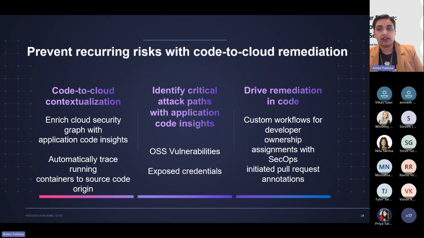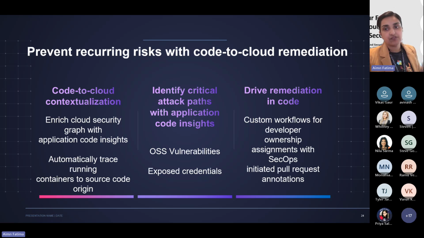So next, we identify critical attack paths that we've already talked about a little bit with code insights. Now, this involves detecting vulnerabilities in any open source software components that you're using and exposed credentials within the code. Now, by understanding these weaknesses in your application layer, we can better anticipate any potential attack vectors and prioritize any remediation efforts based on their impact on the overall security posture.